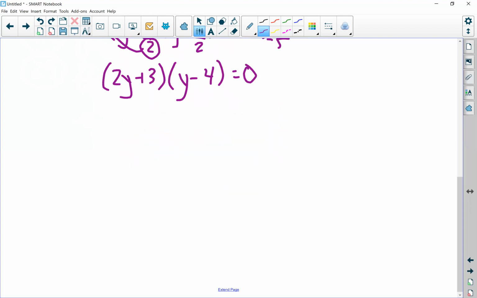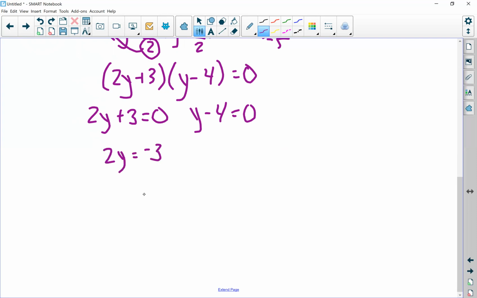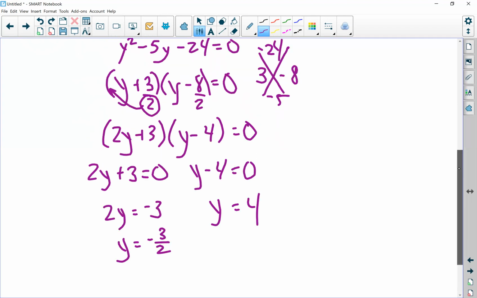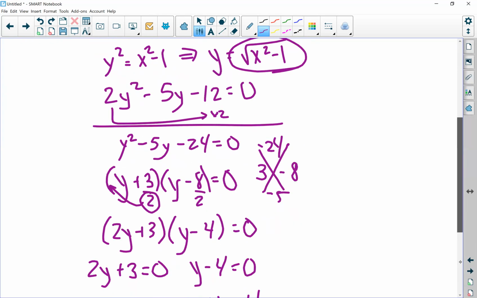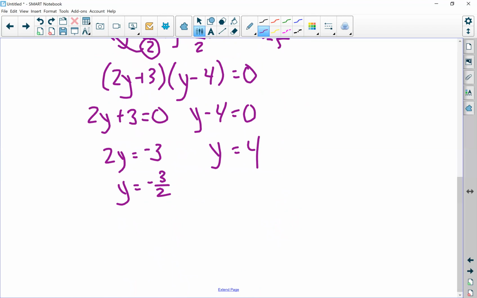Now I can solve these. 2y plus 3 equals 0. y minus 4 equals 0. So subtracting 3, I get 2y equals negative 3. Dividing by 2, y equals negative 3 over 2. For the other one, I add 4 to both sides, I get y equals 4. The last step, I need to take what y is equal to, the square root of x squared minus 1, and plug that in.